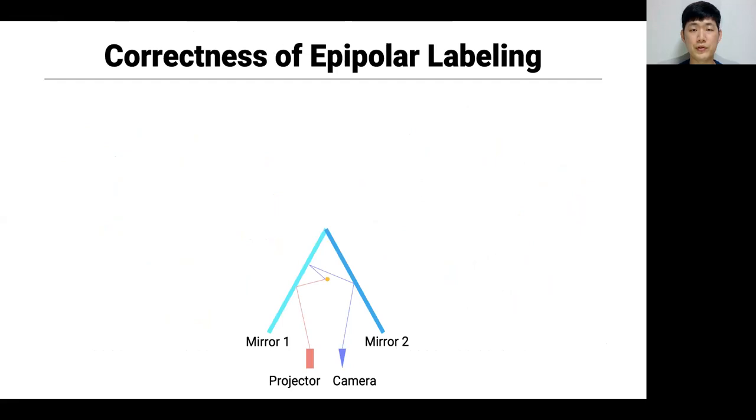Our key result is to show that the epipolar labeling theoretically guarantees to provide a unique and correct label. Consider this 2D example. We have a correspondence between the projector and camera via mirror reflections. The camera label is 2,1 and the projector label is 1. This should satisfy the epipolar constraint, so our epipolar labeling will obtain this label. But is it the unique label that satisfies the epipolar constraint?